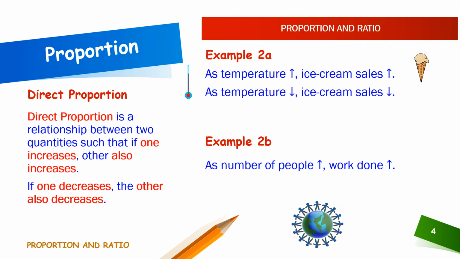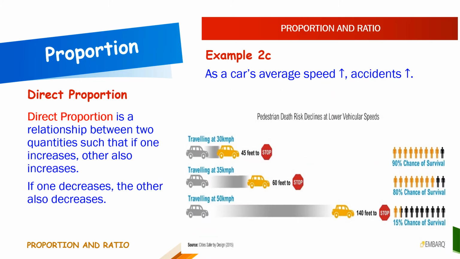Another example of direct proportion is as the number of people increase, the work done increases as well for a particular job. As the number of people decrease, the work done decreases also. Another example, as a car's average speed increases, accidents increase. Or equivalently, as a car's average speed decreases, accidents decrease.